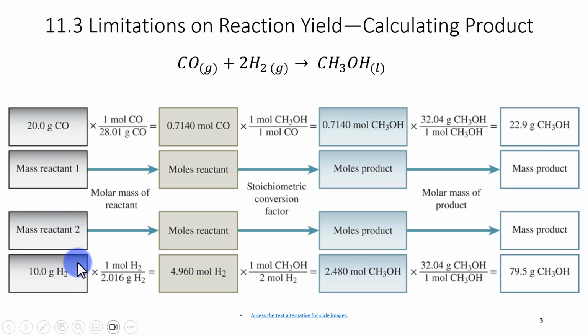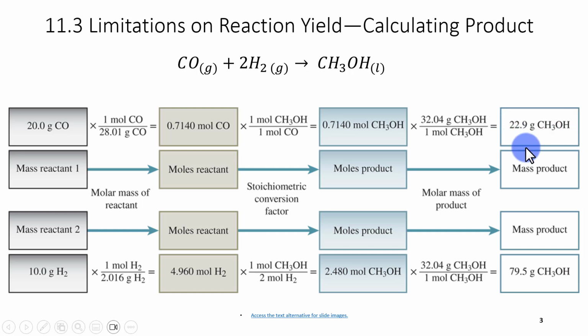So if all of that 10 grams of hydrogen was used up, so if hydrogen were the limiting reactant and all of it ran out, I would get this much product, 79.5 grams. If carbon monoxide were the limiting reactant and all 20 grams were used up, I would make 22.9 grams of CH3OH. Since this amount is the smallest of the two, that means that carbon monoxide is my limiting reactant.